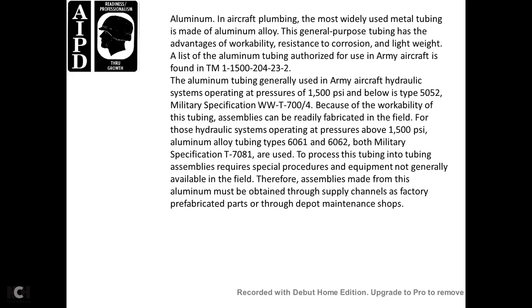Aluminum alloy tubing 6061 and 6062. The military specification T7081 is used to process the tubing, and tubing assembly requires special procedures and equipment not generally available in the field. Therefore, assemblies made from these aluminum tubes must be obtained through the supply chain, the factory, or prefabricated parts from depot maintenance shops.